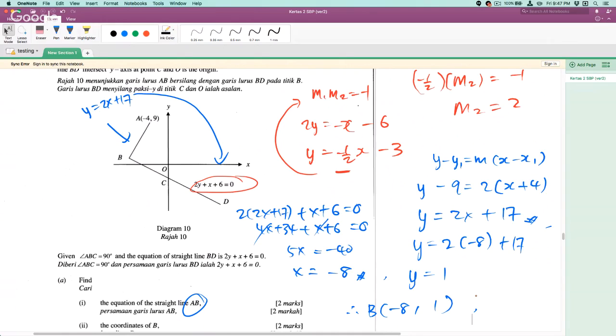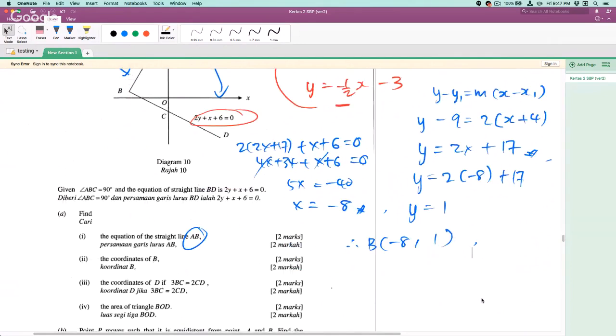Here's question number 10. Yeah, it's correct. Even though I don't think it's correct, but yeah, it should be correct. So let me move on.